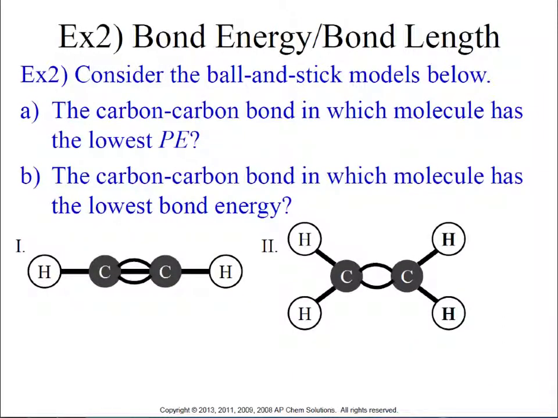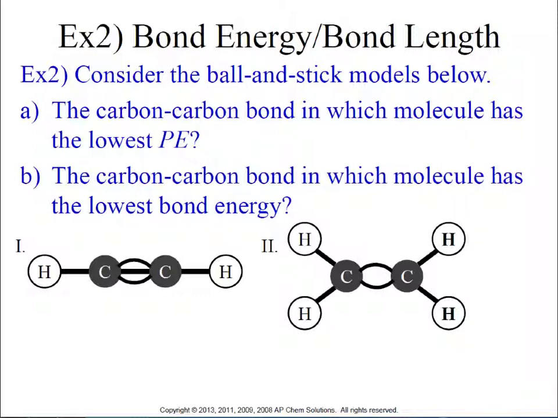So here's some ball and stick models. These would just be ones that were built. So which carbon-to-carbon bond in which molecule has the lowest potential energy? And which carbon-to-carbon bond in which molecule has the lowest bond energy? So remember, potential energy and bond length kind of go hand in hand. So the lowest potential energy would be the one with the lowest bond length.